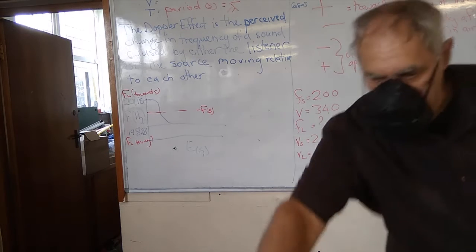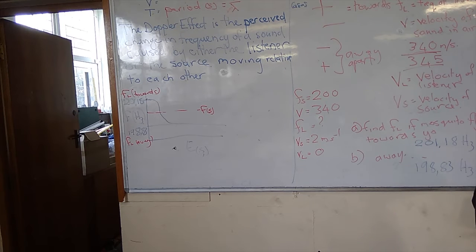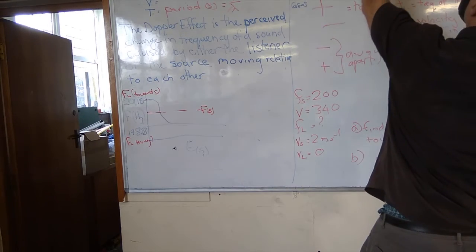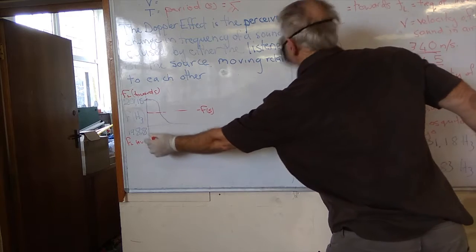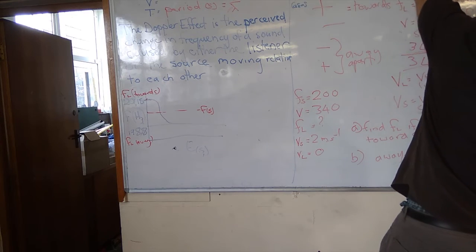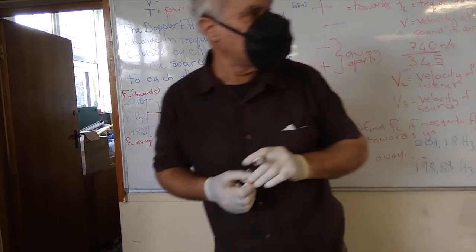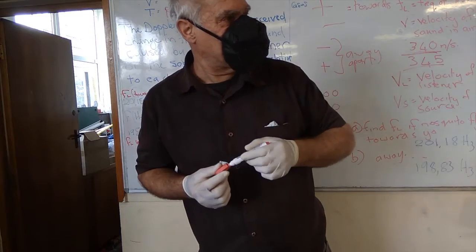What do they give you from that graph? Is it the frequency of the source or the frequency of the listener? That's the listener. So you plug in that value there, and then you plug that value in another simultaneous equation, and then you can work out the frequency of the source from that. Does that make sense?